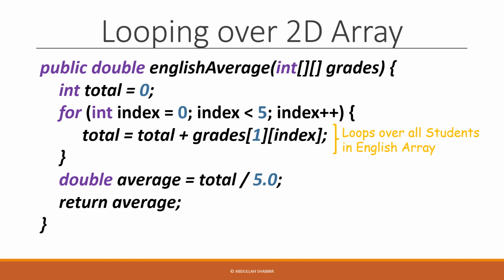Notice that I have divided this by 5.0, not just 5, because total was declared as an integer, and if I want the result of the division to become a double, that's perfect.